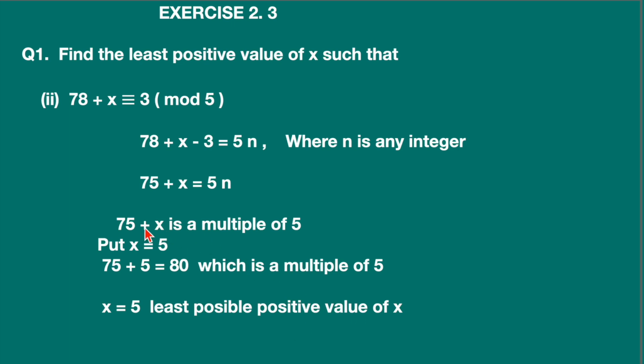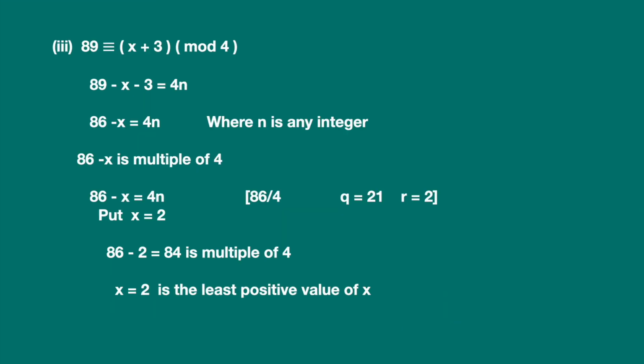Take x equal to 1: 76 is not divisible by 5. If you put 2 or 3 also, it will not be divisible. But if you put x equal to 5, 75 plus 5 is 80, which is a multiple of 5. Multiple means divisible by 5; it's the same thing, but we will write it like this. 80 is a multiple of 5. So x equal to 5 is the least positive value of x.